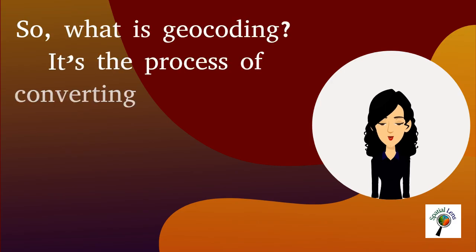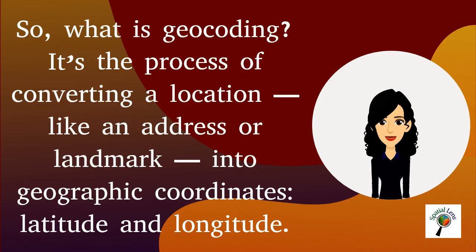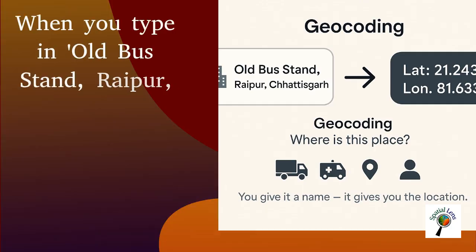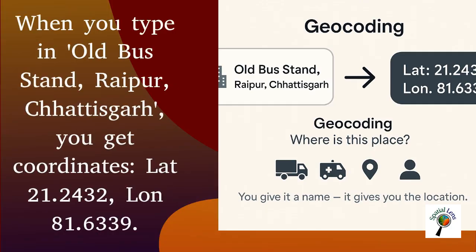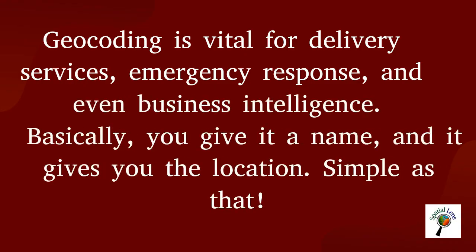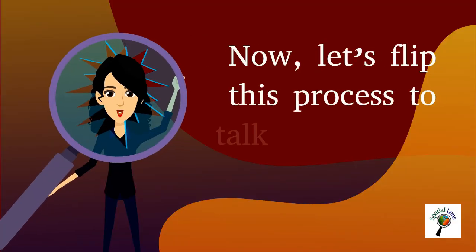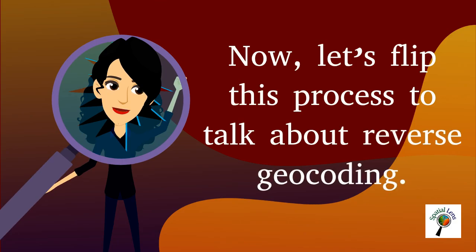So what is geocoding? It's the process of converting a location, like an address or landmark, into geographic coordinates, latitude and longitude. For example, when you type in Old Bus Stand Raipur Chhattisgarh, you get coordinates, lat and lon. Geocoding is vital for delivery services, emergency response, and even business intelligence. Basically, you give it a name and it gives you the location. Simple as that.